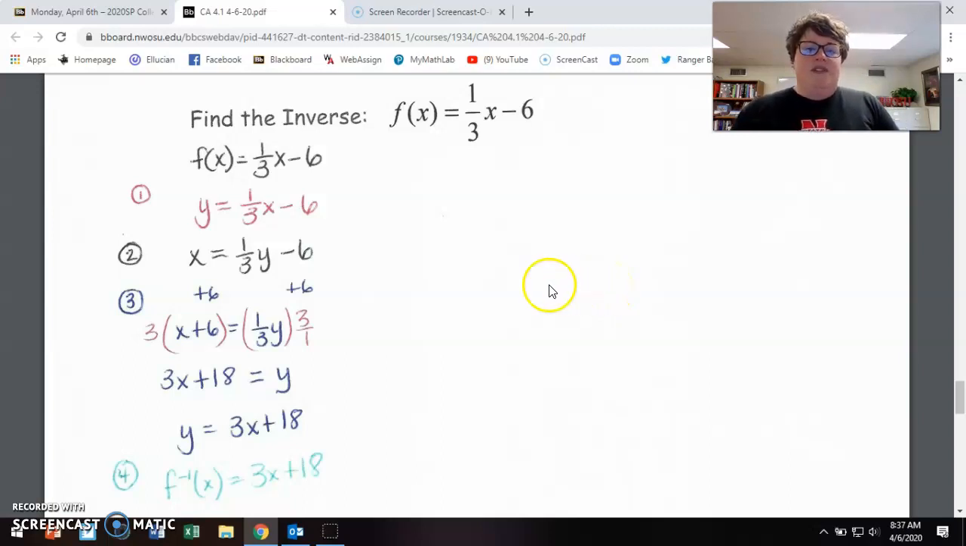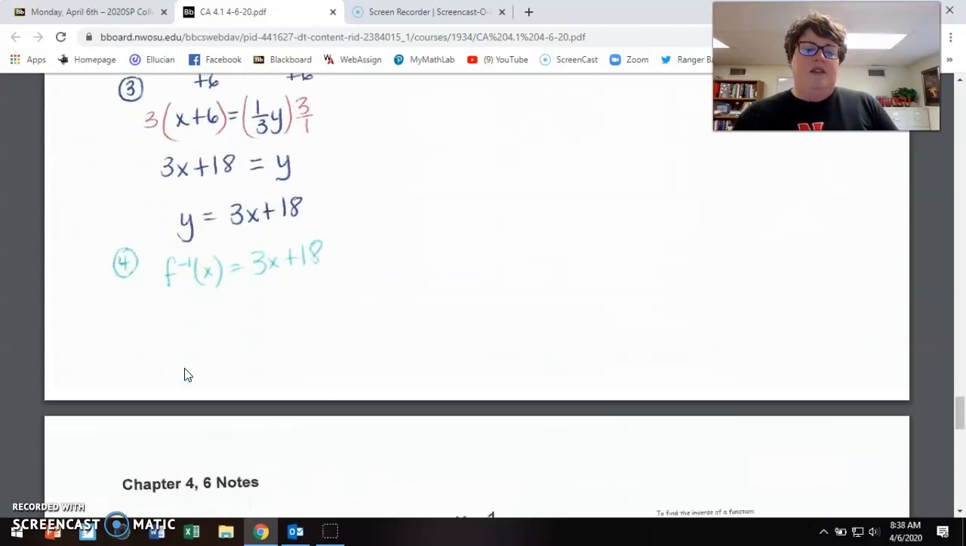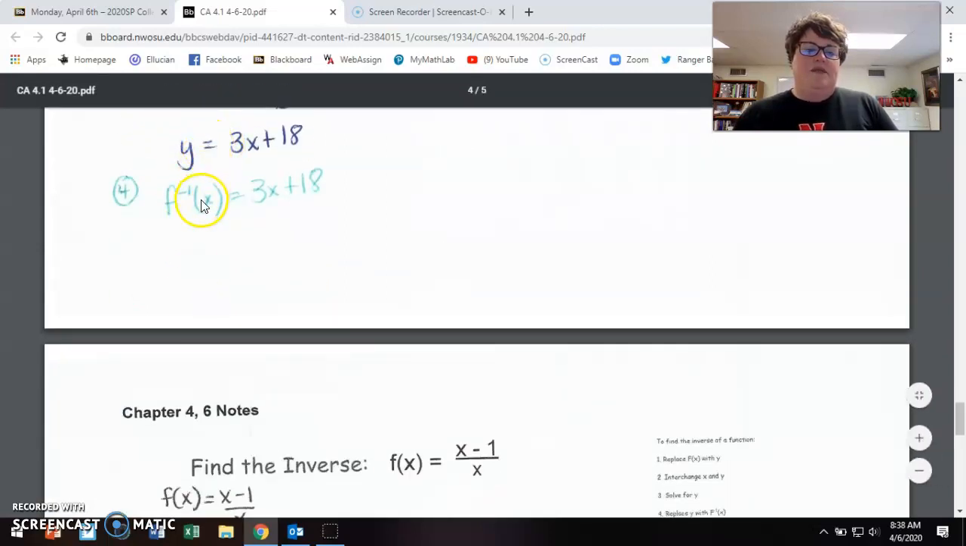Okay, another example. Find the inverse of f of x is equal to 1/3 x minus 6. Again, step number 1, replace f of x with y. Interchange x and y, so y becomes x, x becomes y. Solve for y, so add 6 to both sides. And then to get rid of 1/3, I want to multiply by the reciprocal. So multiply by 3 on both sides. So I get 3x plus 18. And then change y to f negative 1 of x.